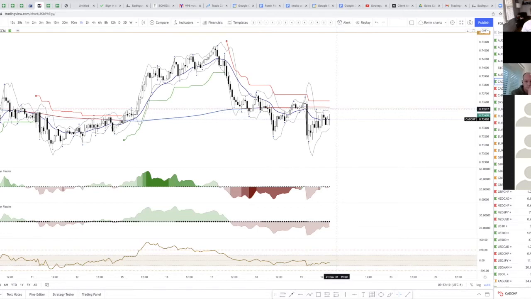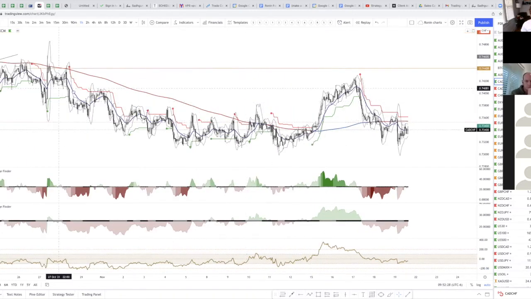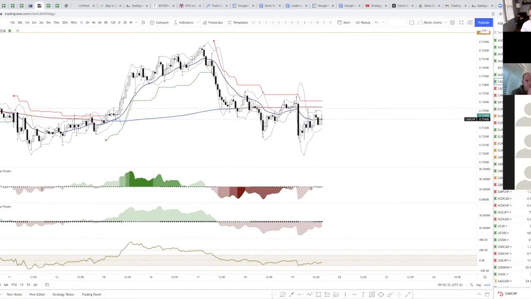That really looks ideal, like CAD Swiss still kind of going sideways in here. So, it's probably not the best example because it's a Swiss pair, but I just kind of picked it.